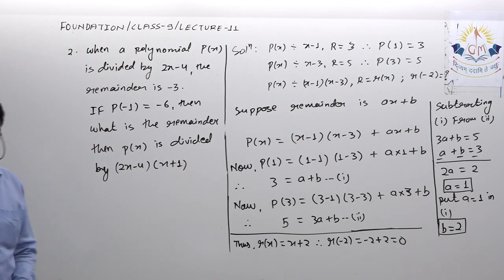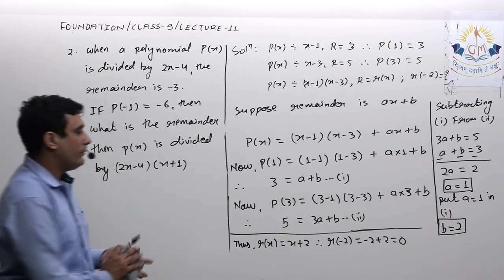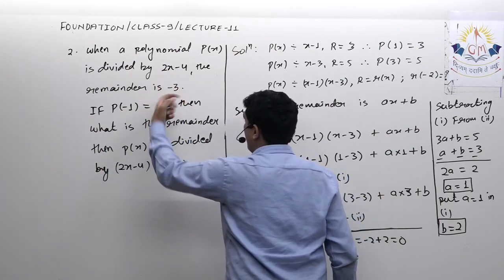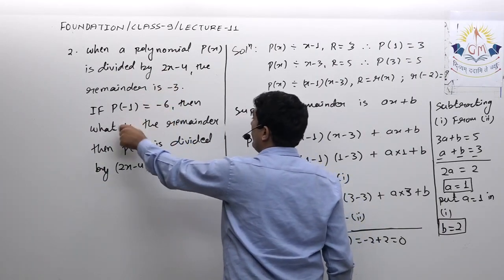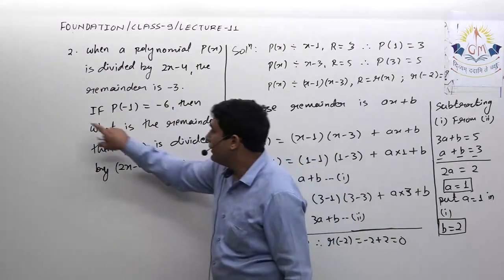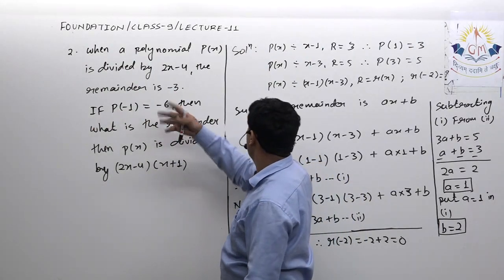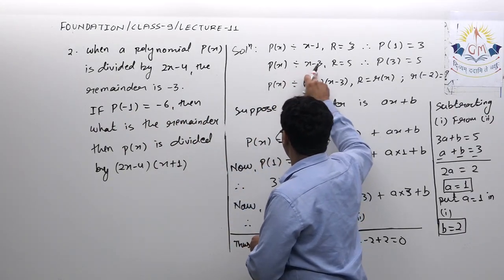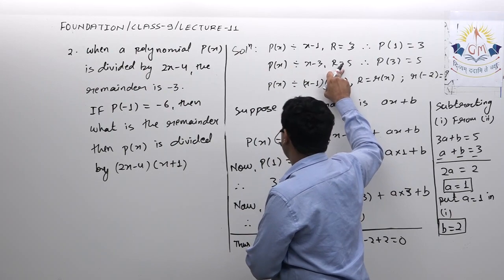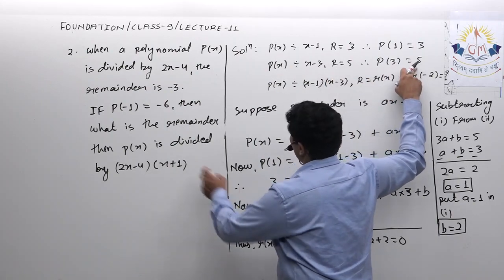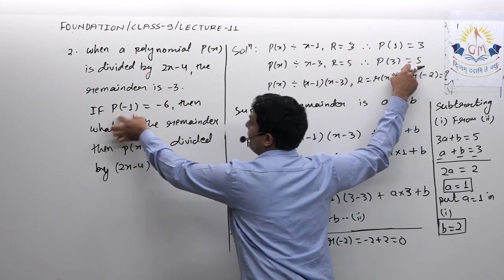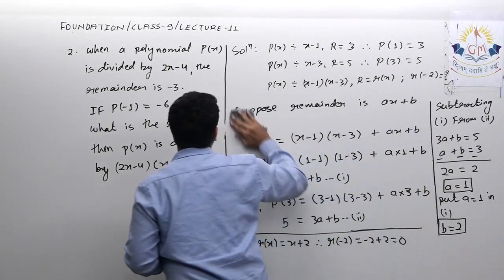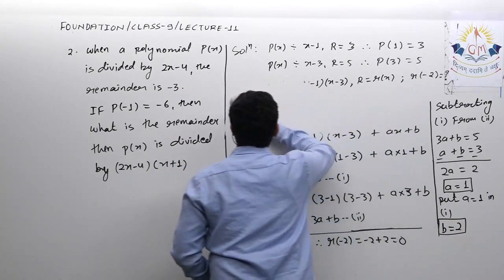Okay, almost similar question over there. Given that p(x) is divided by one quantity, what is the remainder when p(x) is divided by another polynomial? In the previous question it was given that when p(x) is divided by x minus 3, the remainder is 5, so ultimately p of 3 equal to 5. Here they are directly giving that p of minus 1 equal to minus 6. So actually these two questions are similar, only the framing is different.